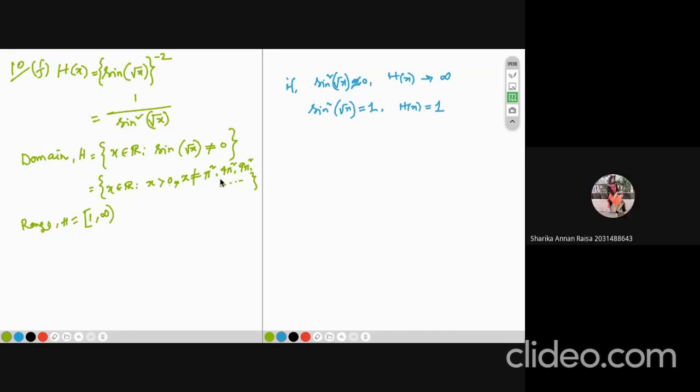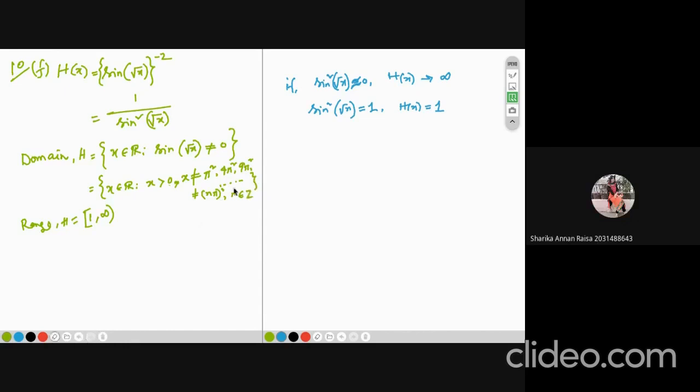Sir, the domain, once more? Yes, sir. Sorry. So domain is x greater than 0, that's true, no problem there. x greater than 0 means x equal to 0 we have excluded, negative values are not possible. And greater than 0, then the values of pi square cannot be included. That means pi square, 4 pi square and 9 pi square, these values are not possible. That means x is not equal to n pi whole square, where n belongs to integer.